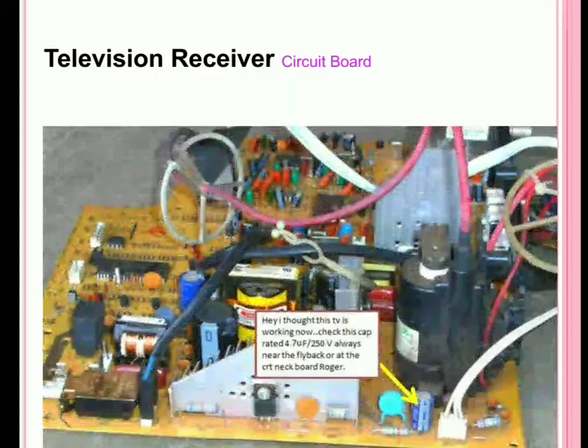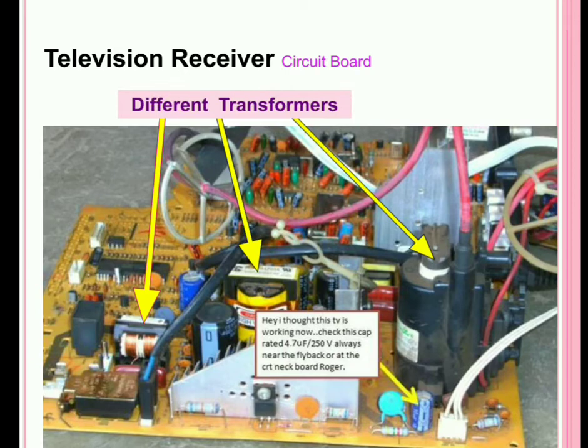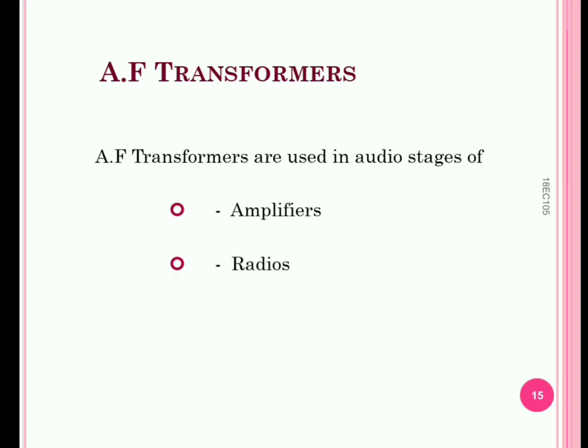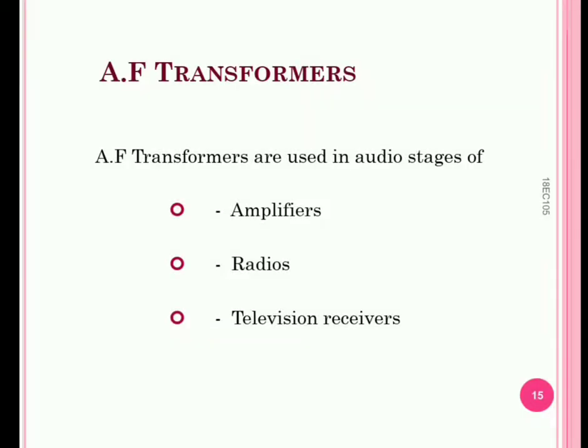Now let us see a TV receiver. So here it is a TV receiver, a TV motherboard of the old model type with CRT. So there are different types of transformers available. Then we have AF transformers that are used in audio stages of radio receivers, amplifiers, and television receivers. Those transformers that work at audio frequencies are normally referred to as AF transformers. Why? Because they have to give a flat response over the whole audio frequency working range.